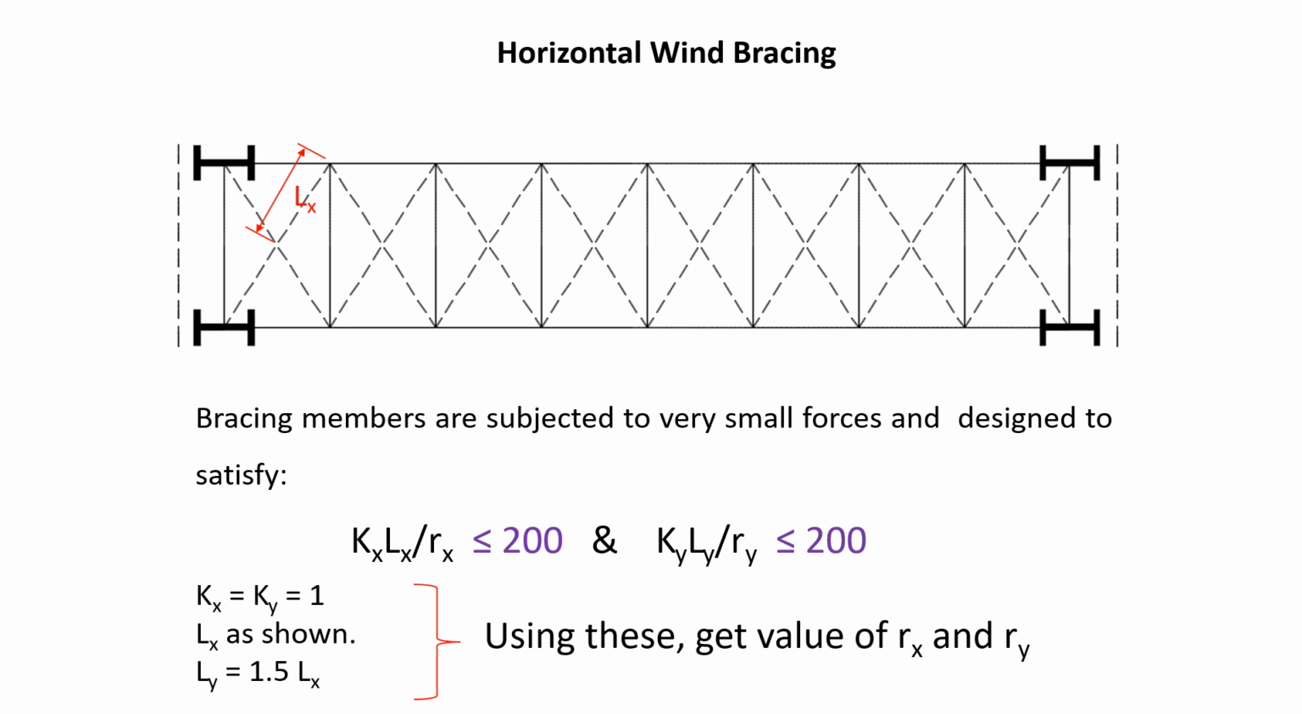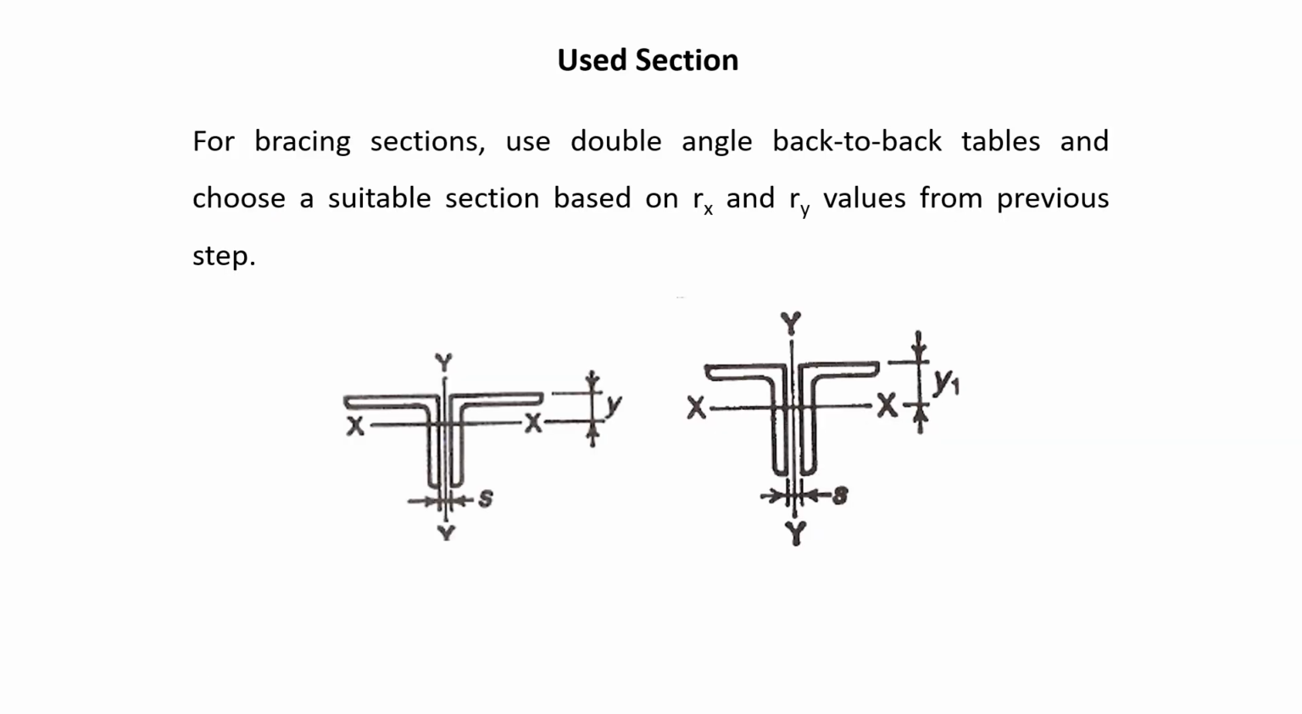Now, in order to choose the section, we only have the slenderness condition. So Kx Lx over Rx has to be less than 200, and the same for Ky Ly over Ry. Get the values of Rx and Ry, and then go through the tables. We have tables considering double angle back to back. You have equal leg and unequal leg. Usually we go for the equal leg, and you will choose sections based on the values of Rx and Ry.